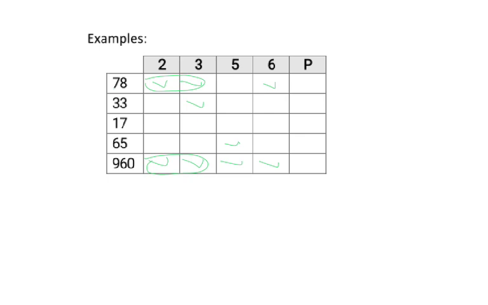Now, for prime, let's just find the only number that hasn't been checked by any of the others, and 17 is the only one that's not divisible by 2, 3, 5, or 6, and it's a prime number. And that's the end of this lesson.